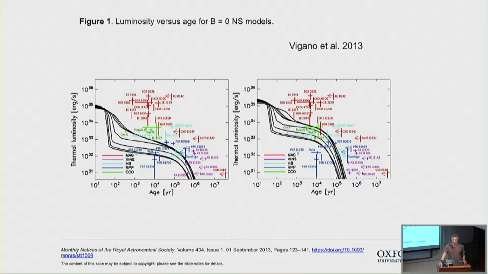Okay, if you are convinced that magnetic fields and their dissipation is interesting, that means that we have to know what do they look like inside a neutron star, right? So, I mean, if you're not interested, you can just leave. But if you are interested, you should stay. Okay? Because Vigano et al., this is just the start of their paper.